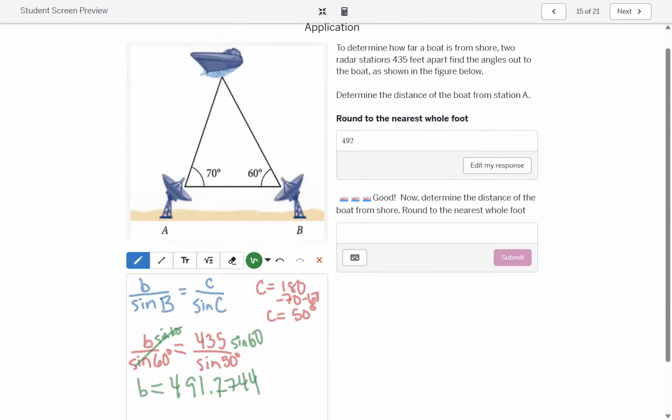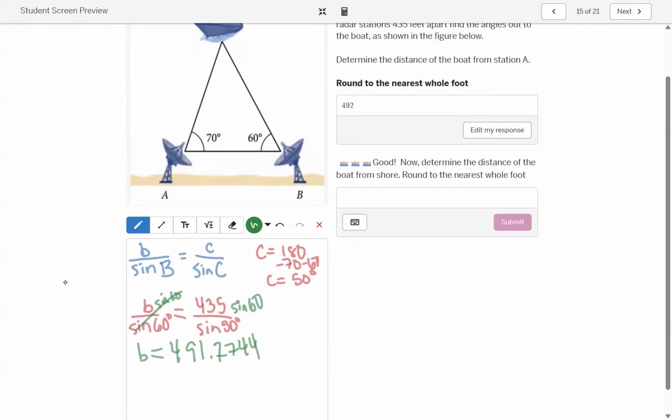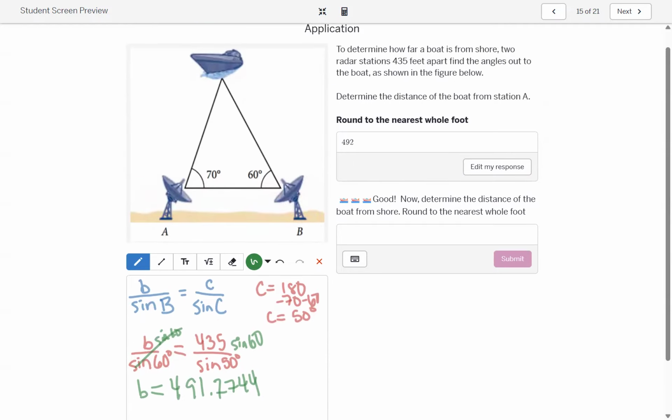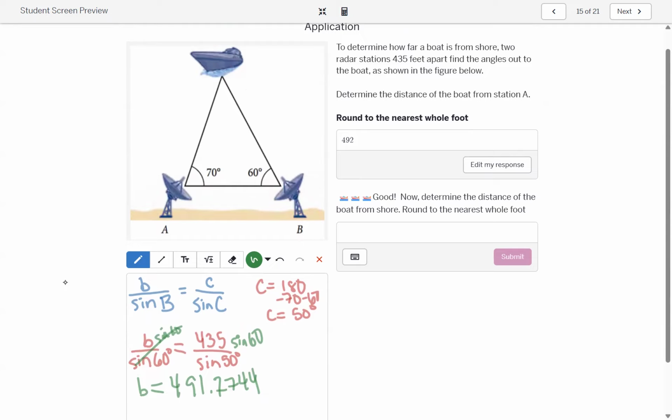All right. Now they're saying, determine the distance of the boat from shore. So in all of our previous solve-the-triangle questions, the other thing we'd be solving for is the third side of the triangle. But is the third side of the triangle, the distance from the boat to radar station B, the distance from the boat to the shore? No. So when they're asking us to determine the distance from the boat to the shore, that's something we need to draw into the figure.